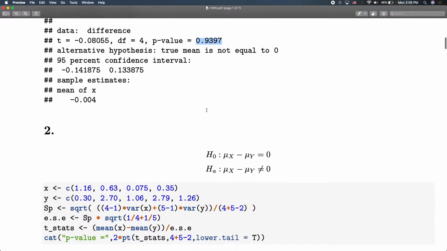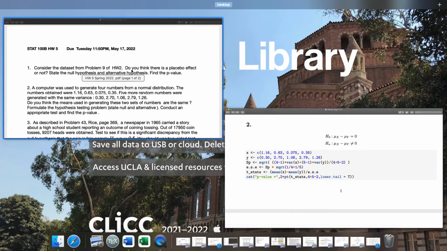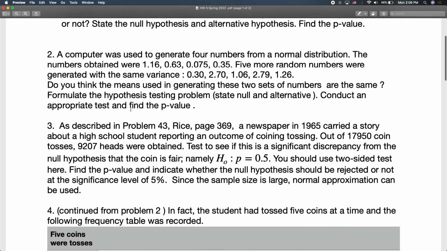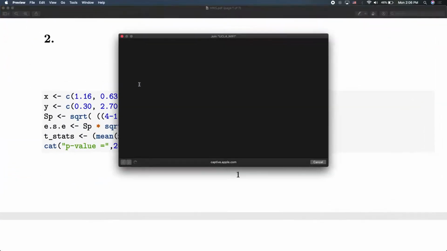Okay, so question 2. 4 numbers from a normal distribution, another 5 numbers, with the same variance, same normal distribution. So do you think the means for both normal distributions are the same or not? Formulate a hypothesis testing problem, and calculate a test statistic and the p-value.